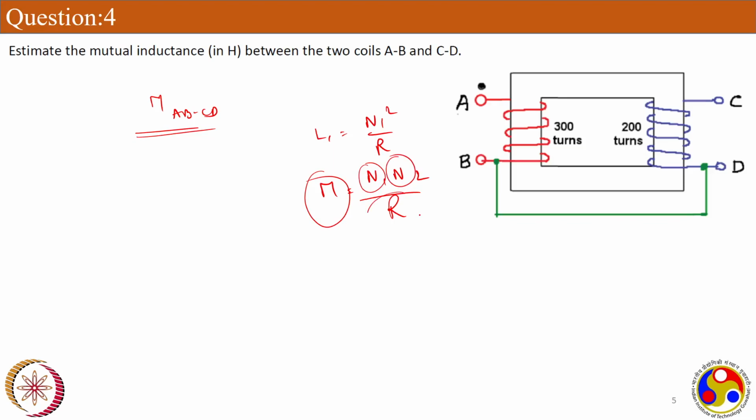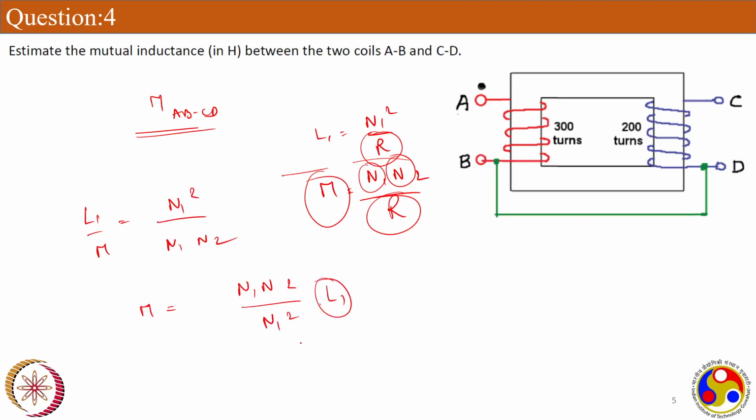So simple, take the ratio again. L1 by M is equal to N1 square by N1 N2. From this relation, you can quickly calculate M. M is N1 N2 by N1 square into L1. L1 is already given as 3.6 Henry, and N1 into N2 is 3 into 6, divided by N1 square which is 9, multiplied by 3.6. So how much is this? 3 twos, 3 threes, 1.26, 2.4 Henry.